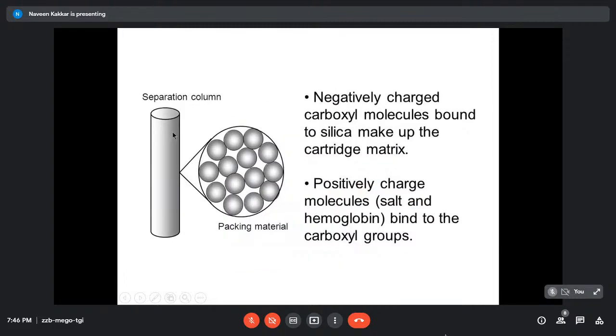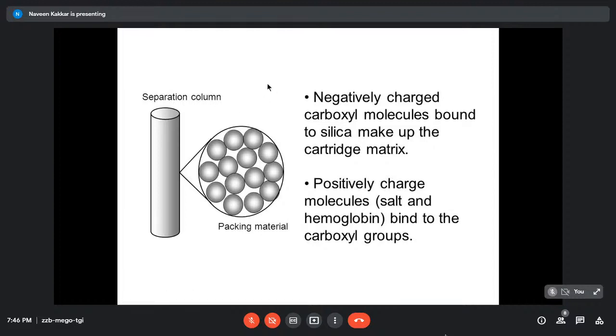So what is there in the column? This column has negatively charged carboxyl molecules which are bound to silica, which is made up of this cartridge matrix. This cartridge looks like a bullet, a long cylindrical thing. And it has packing material, microscopic, that you can't see directly. But these are negatively charged molecules. So hemoglobin binds to these. Imagine 4 types of hemoglobins are now bound to this. Then we throw in the buffer, which is a liquid medium, and that, with the differential capability of the charge attraction, throws out some hemoglobins faster than the others.